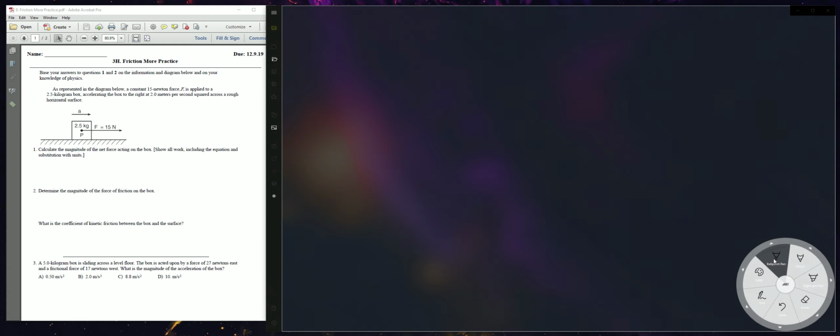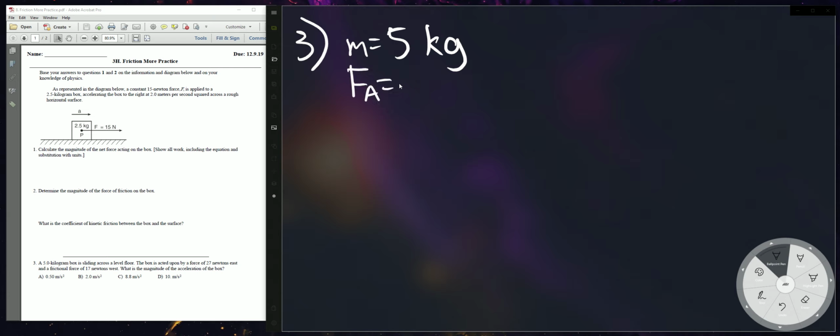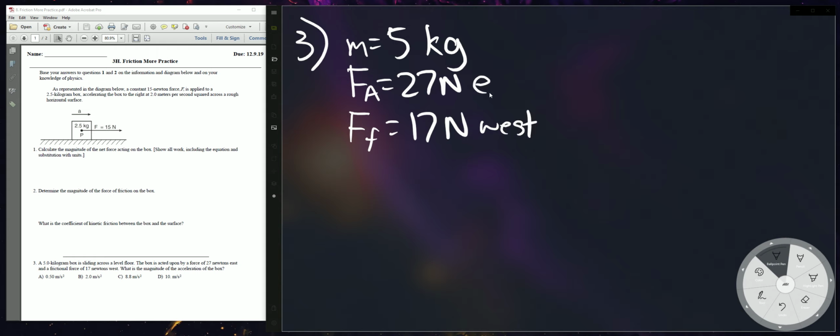3. A 5 kilogram box, so you have mass is 5 kg. The box is acted upon by a force of 27 newtons east, so your applied force is 27 newtons east. And your frictional force is 17 newtons west. What is the magnitude of acceleration of the box?